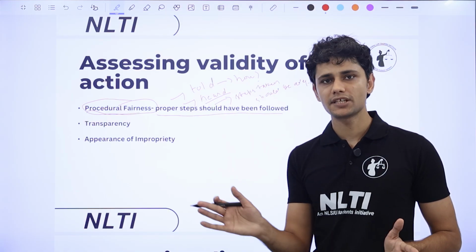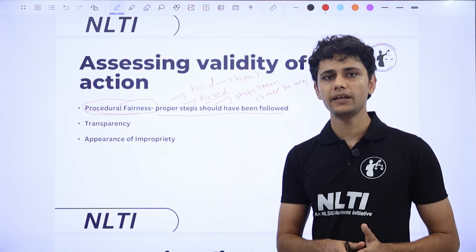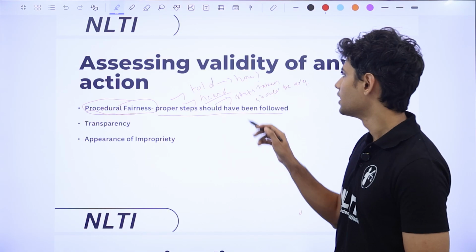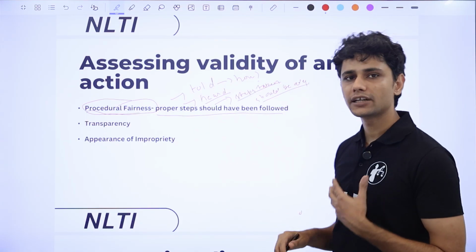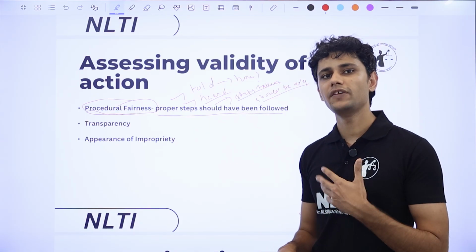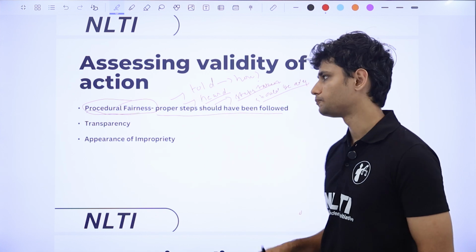Instead, if I'm straight away suspended without any inquiry done on me, then that seems an excessively harsh action. So that's why the steps which should be taken should be adequate. There shouldn't be excessively harsh steps on that person.